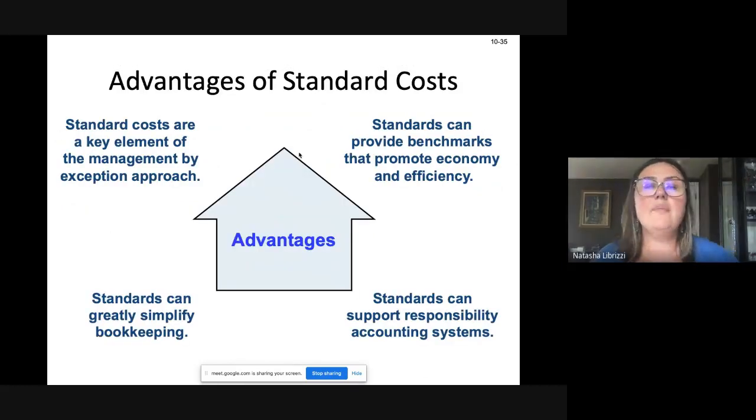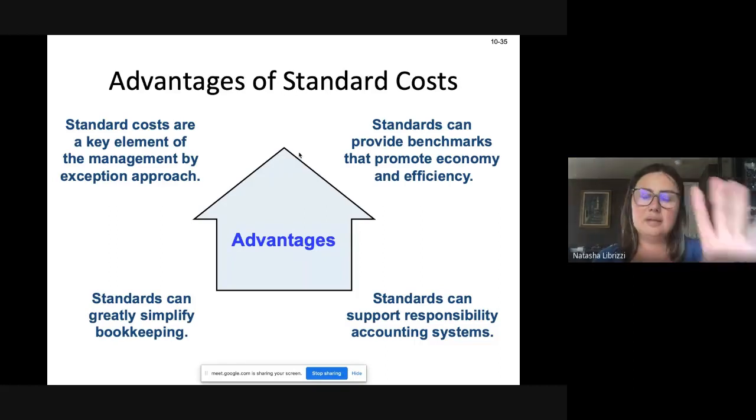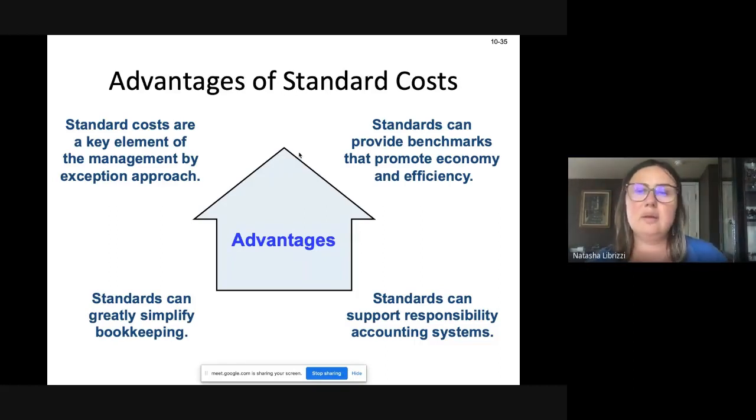Okay, let's talk about advantages of standard costing. I already mentioned it right in the beginning. Standard costs are key elements of the management by exception approach, so they can see it right away. Reports can be run relatively quickly. Standards can provide benchmarking that promotes economy and efficiency, so I can actually look at employee performance per department, per shift, compare different plants, different stores. Standards can greatly simplify bookkeeping too, and can support the responsibility accounting system.